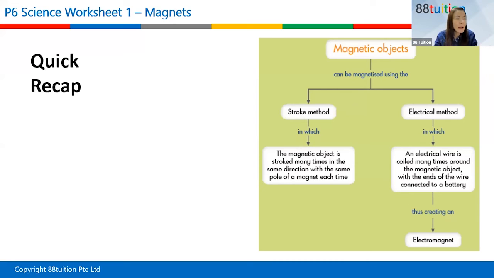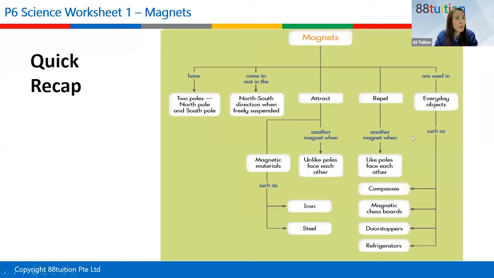Okay, Ian, now we are doing some recap. Earlier I asked them to share some things that they learned before, that they remember, about magnets. So they did their sharing, and then I did some of the recap. So we look at this particular slide where you have all the points in the flowchart, right? These are what you have learned in either P3 or P4. Do you still remember?